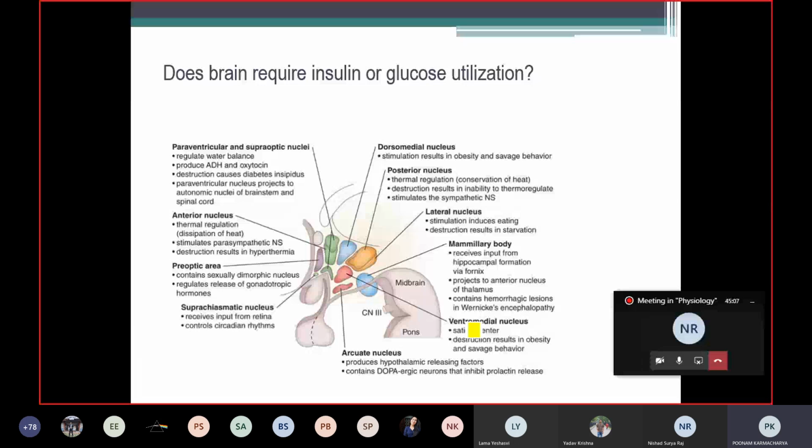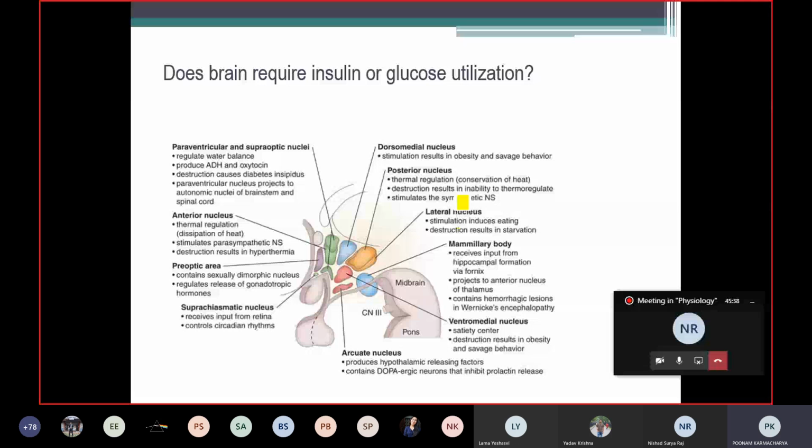Right now, there are many nuclei in the hypothalamus. I think you know it, but the two important nuclei I want to focus on are the ventromedial nucleus and the lateral nucleus. The ventromedial nucleus is the satiety center, and its destruction results in obesity and savage behavior. And the lateral nucleus is responsible for eating. It is also called the feeding center.